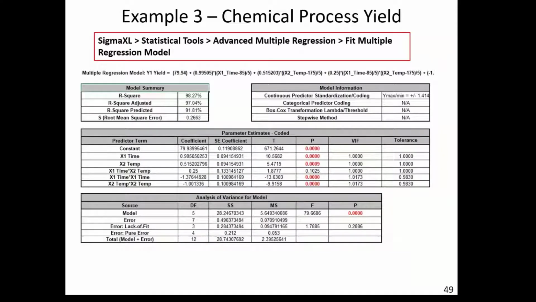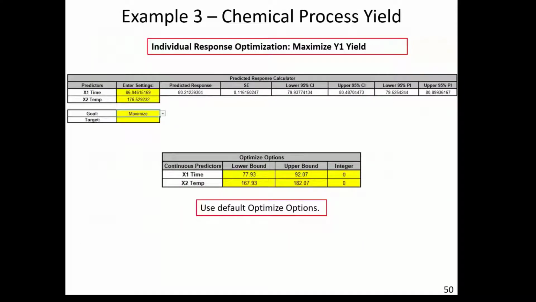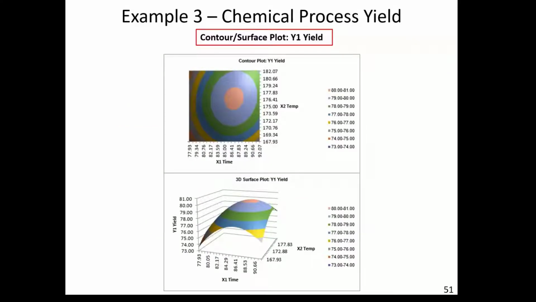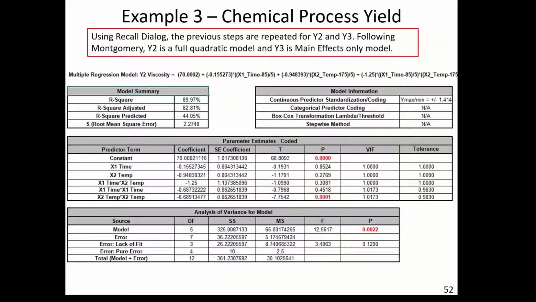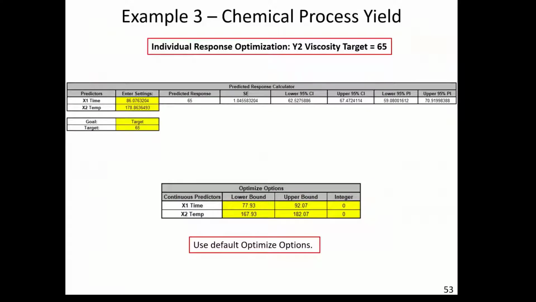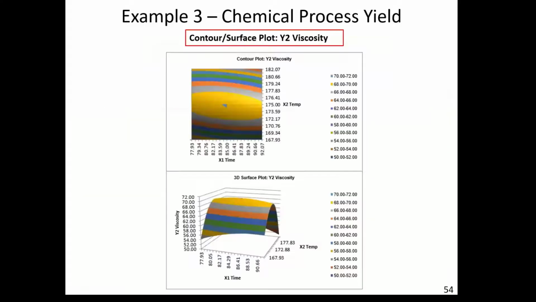So we build a quadratic model for yield, and we run the optimizer. This is what we get for yield. We do viscosity. Viscosity has an upper and lower spec limit. So yield, you want it to maximize. Viscosity is a target. So we want to hit a target of 65.